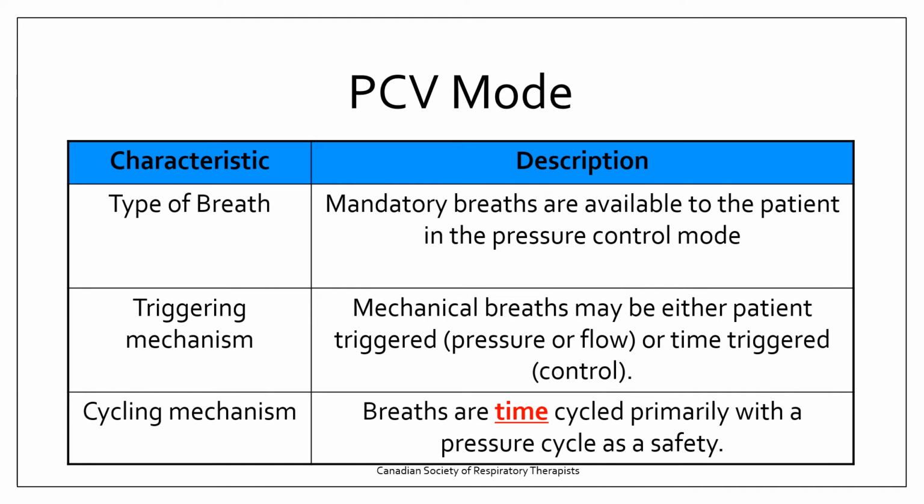So when we're looking at pressure control ventilation, the types of breath, we have mandatory breaths that are available to the patient in pressure control mode. They can both be controlled and assisted, so they can be patient triggered by pressure or flow, or they can be time triggered based on the respiratory rate. And really the primary cycle mechanism here is time, okay? So we set an I time, an inspiratory time, and after a certain amount of time, then the breath will end. There is a pressure cycle as a safety. In all modes of ventilation, we have a pressure cycle as a safety. So if our high pressure limit is exceeded in any mode of ventilation, then that is what's going to end the breath.